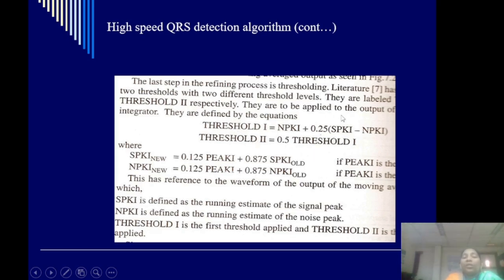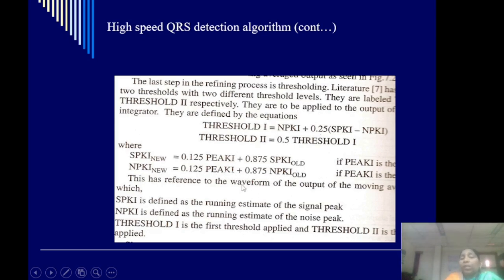Next, what is this running estimate of the signal peak? Again, it has a formula. To calculate the running estimate of a new signal peak, we have the formula SPKI equals 0.125 peak I plus 0.875 SPKI old. And to determine the running estimate of the noise peak, we have the formula NPKI equals 0.125 peak I plus 0.875 into NPKI old.